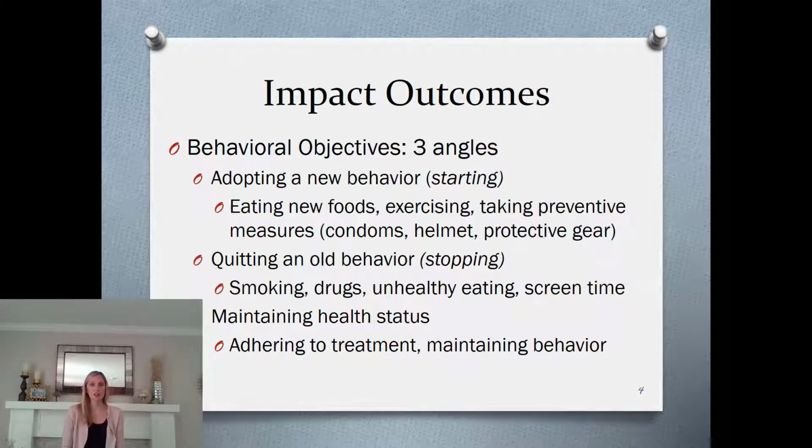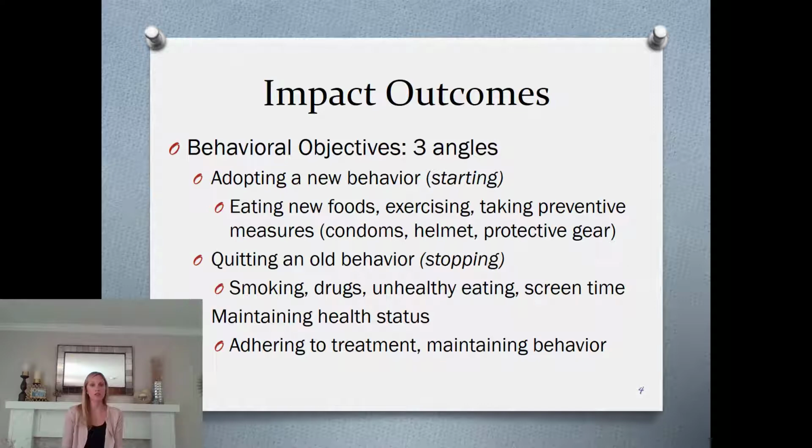So we've talked about impact outcomes and impact objectives. You may remember that one of the types of impact objectives and outcomes was behavioral changes. In behavior measurement, we have 3 different angles that we can approach the topic. The first one is adopting a new behavior or starting a new behavior. So we often look at things like eating new foods, starting an exercise program, taking preventive measures such as using condoms, wearing a helmet, or protective gear.